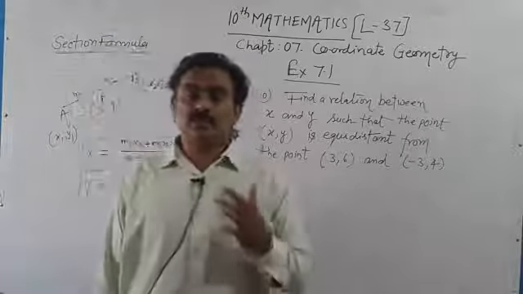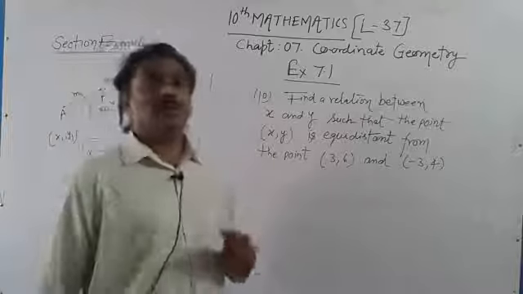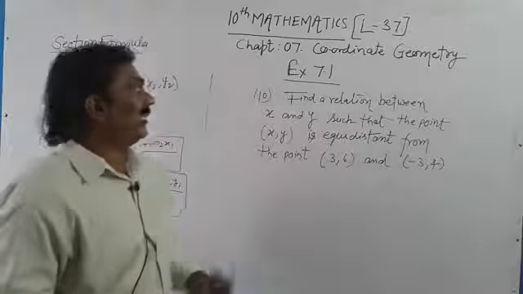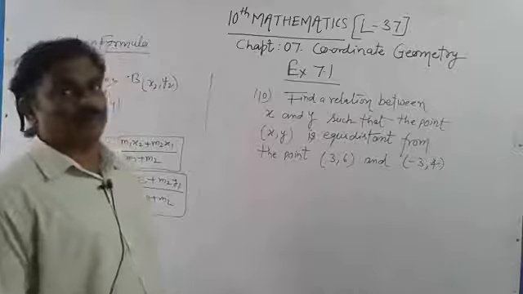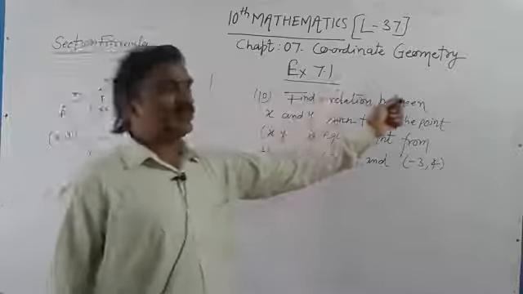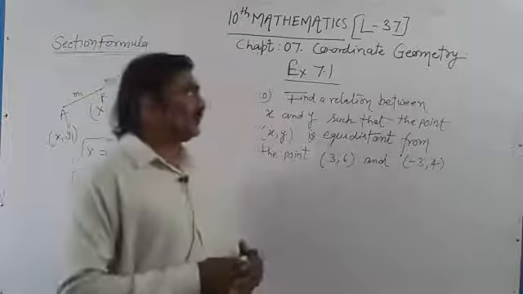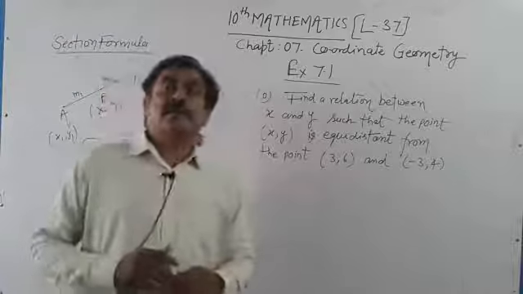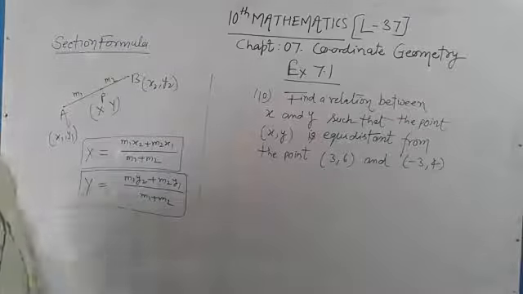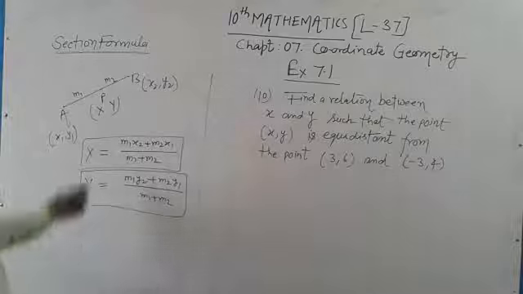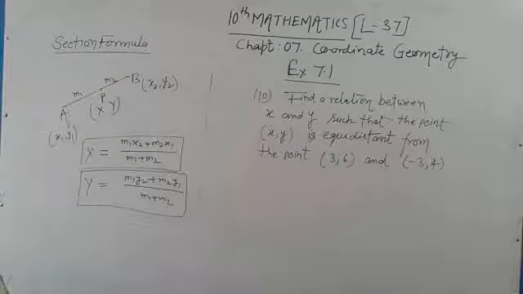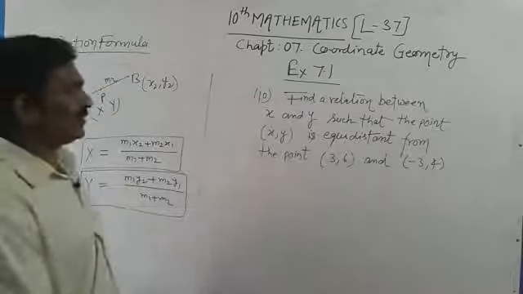And in this class, chapter 7 continues, and we have question 10, the last question of exercise 7.1. Chapter name: coordinate geometry. Our lecture number 37, students. But today's main topic is section formula, and we will discuss what the section formula is and how it is applied to find answers of questions.